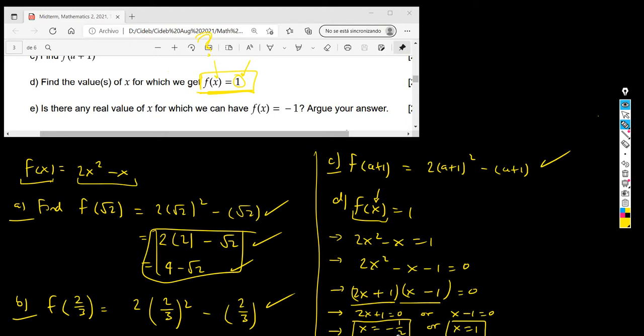These are the two values of x which will produce this output. If you put either minus 1/2 in here, you will realize that all of this is 1. Or if you put 1 in here, all of this is going to be worth 1. And that's it. That's how you solve this particular question.